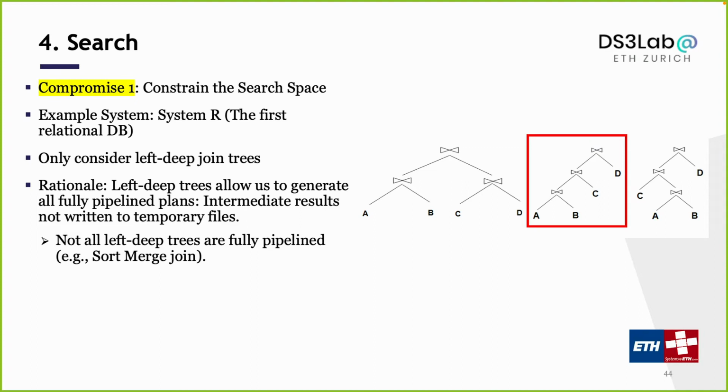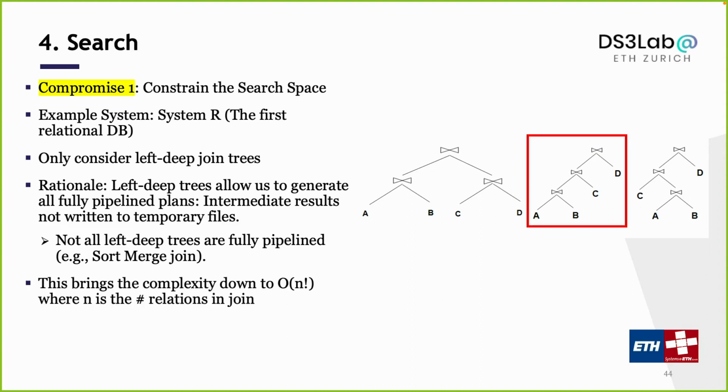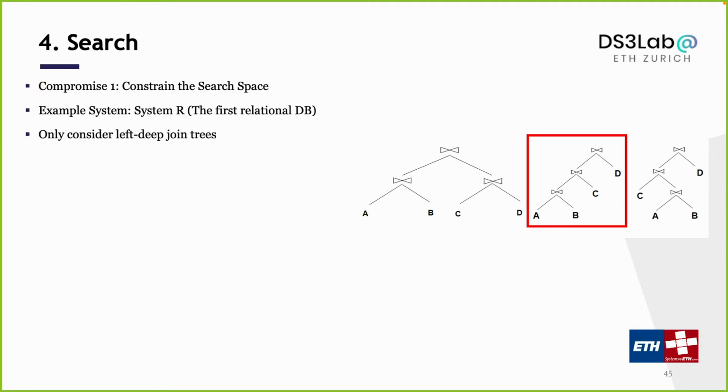And then what people say is, okay, forget about that really big search space. I only consider all the possible left deep trees. This brings the complexity down. It's still exponential, but much, much smaller. Here, n is the number of relations that you want to join. So once you do this, the search process becomes this: you enumerate all the possible join orders.